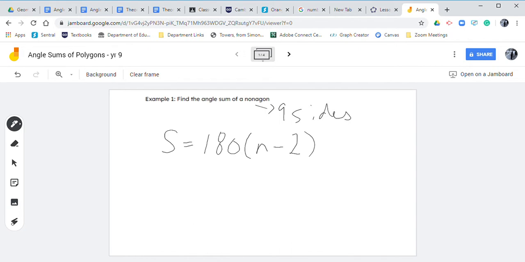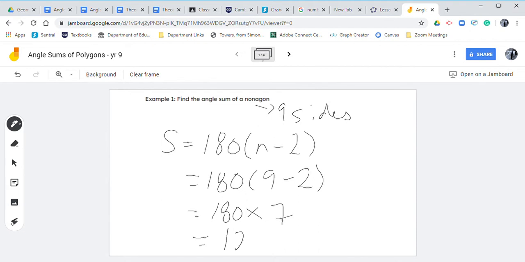So then I write 180 times (9 minus 2), and then I do 180 multiplied by 7, and I get the grand total of 1260 degrees. That is how to find the angle sum of a nonagon. The key part is that we're using that formula right there.